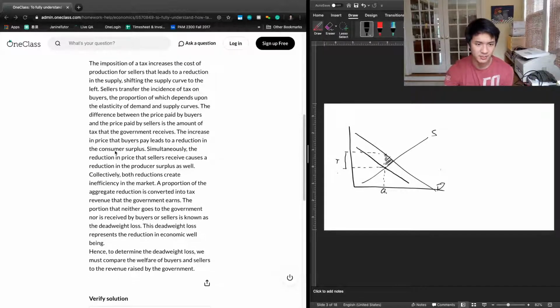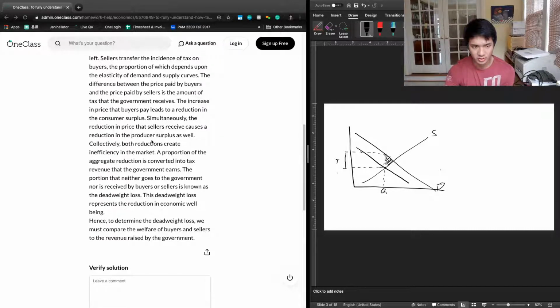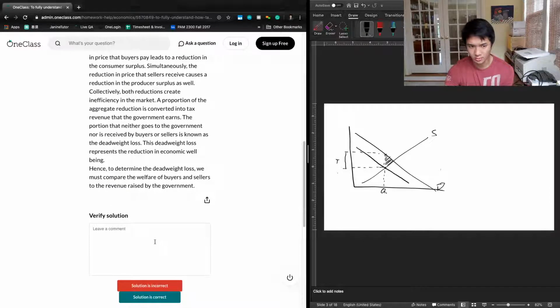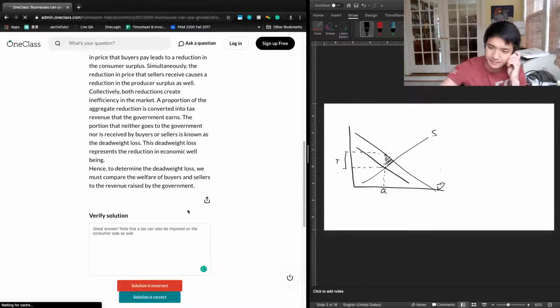The increase in price that buyers pay leads to a reduction in the consumer surplus. Simultaneously, the reduction in price that sellers receive causes a reduction in the producer surplus as well. Collectively, both reductions create inefficiency in the market. A proportion of the aggregate reduction is converted into tax revenue that the government earns. The portion that neither goes to the government nor is received by buyers or sellers is known as the deadweight loss. This deadweight loss represents the reduction in economic well-being. Hence, to determine the deadweight loss, we must compare the welfare of buyers and sellers to revenue raised by the government. And so, great answer. Note that a tax can also be imposed on the consumer side as well. But otherwise, great answer, and we mark that as correct.